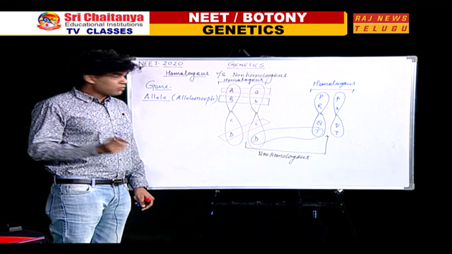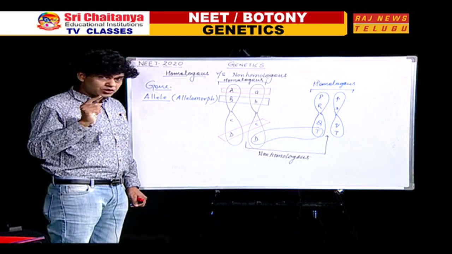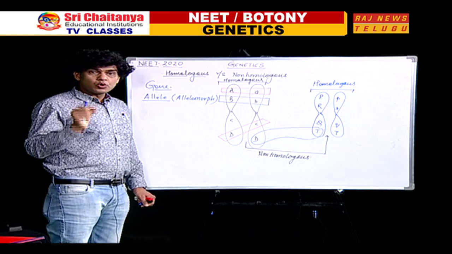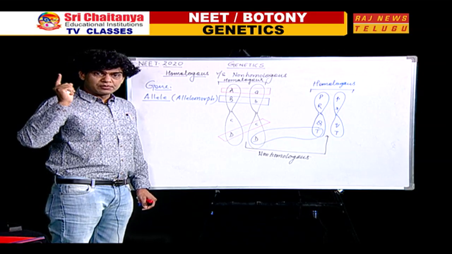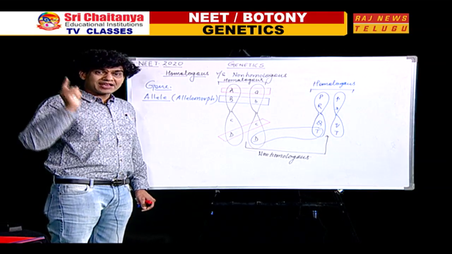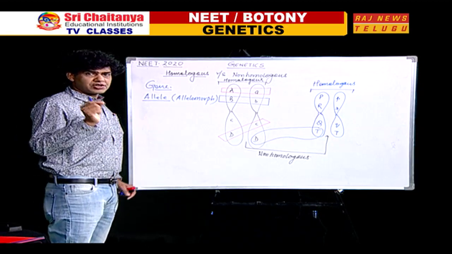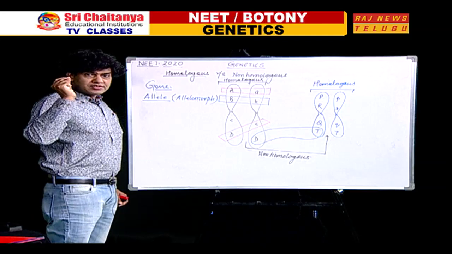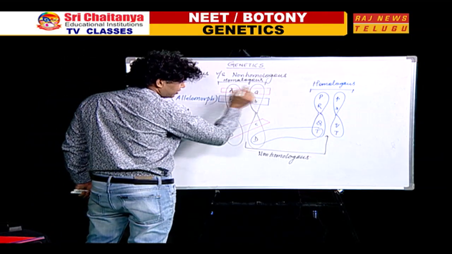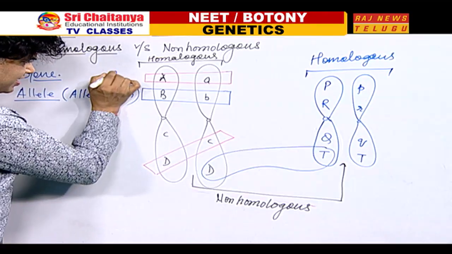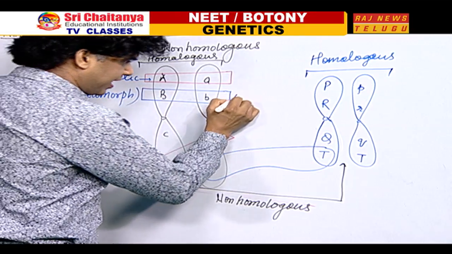Second, they belong to the same homologous chromosome, yes, and they belong to the same locus also, yes. Those genes which belong to the same chromosome, the same locus and the same character, whether the trait is the same or different, not an issue, are known as alleles. So capital A and small a are allelic genes? Yes, they are allelic genes. Capital B and small b are also allelic genes.